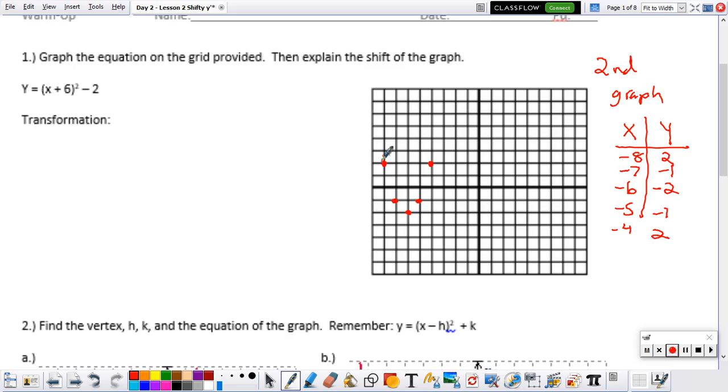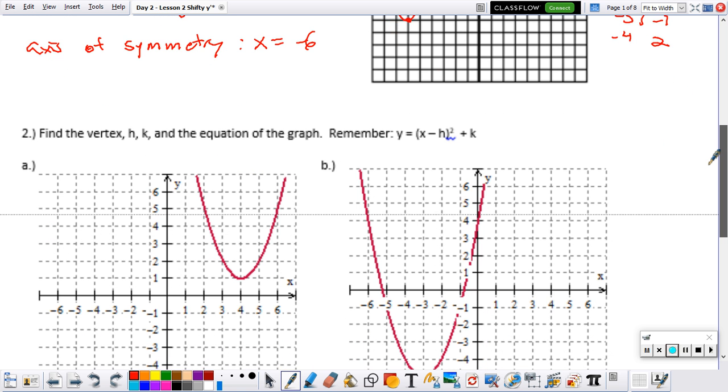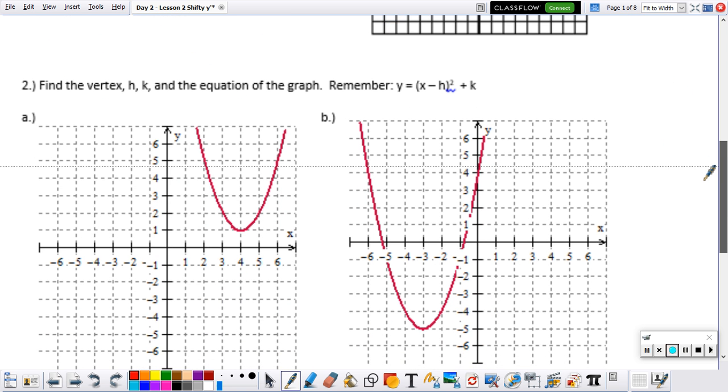Okay. My transformation is left 6 and down 2. I have a vertex, while we're noting it, of -6, -2, and we've got an axis of symmetry at x equals -6. Number 2 asked us to find A, H, and K, or not A, just the vertex H and K.